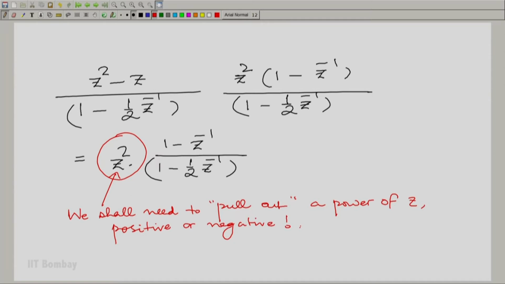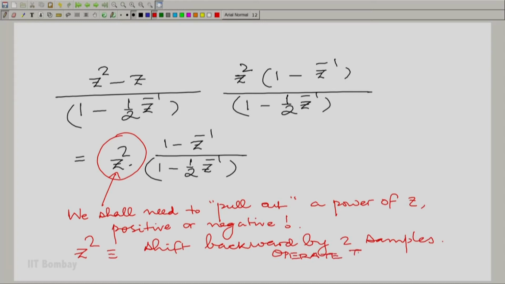Now, all that this power of Z does is to cause a shift. So, for example, Z squared essentially means shift backwards by 2 samples. So, we can operate this last. After inverting the rest of the Z transform, we can operate that power of Z.